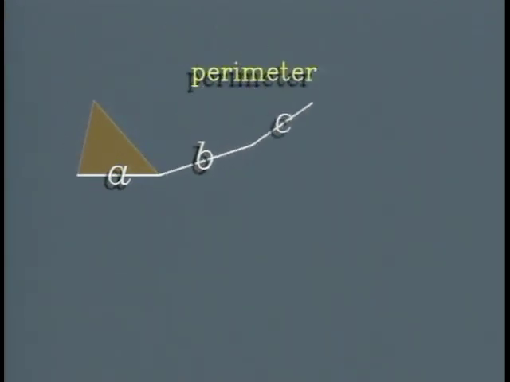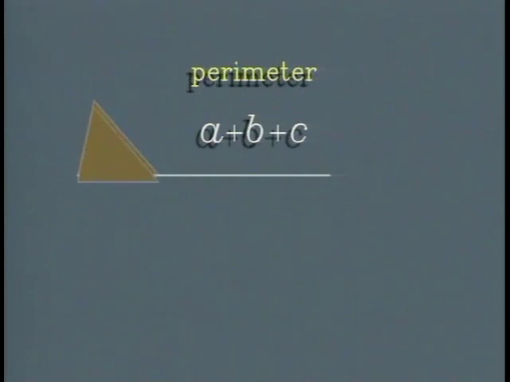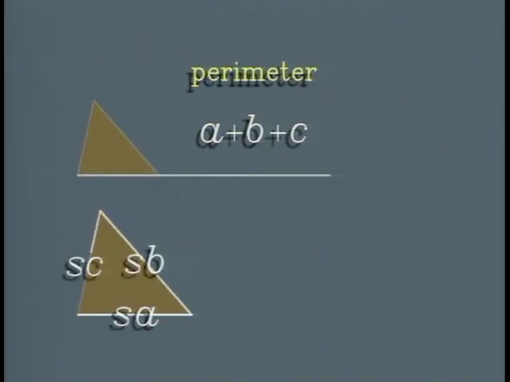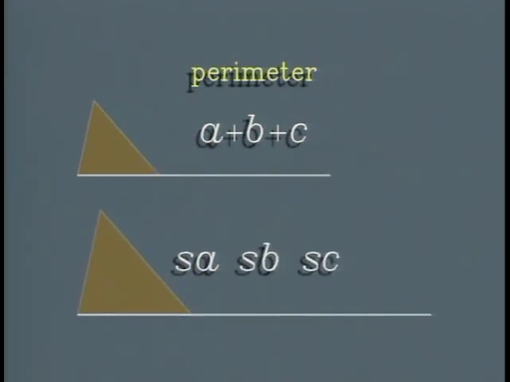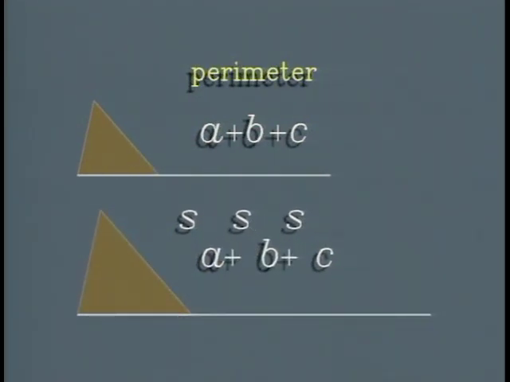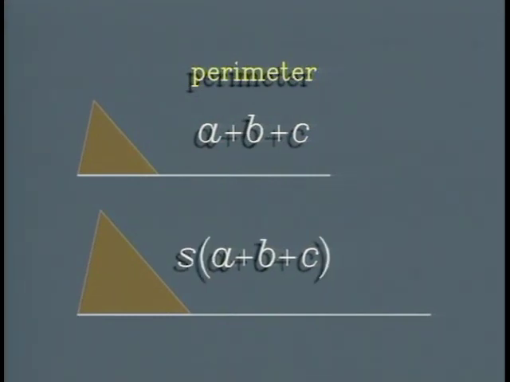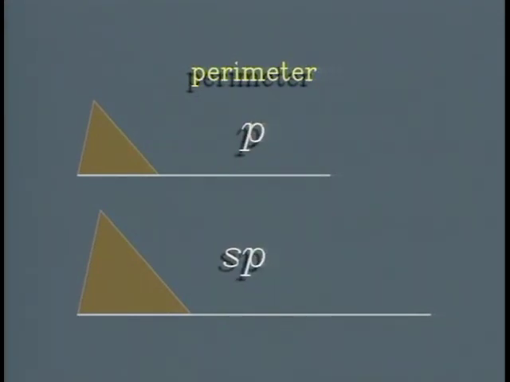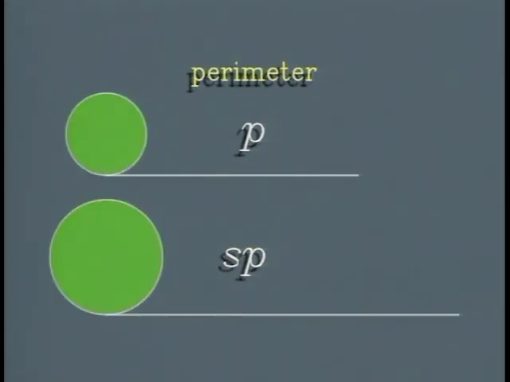For any triangle, the perimeter is the sum of the lengths of its sides. If we expand or contract the triangle by a scaling factor, S, the perimeter is multiplied by the same factor. The same is true for perimeters of any two similar figures, even if they have curved boundaries. Expanding or contracting by a scaling factor multiplies the perimeter by the same factor.